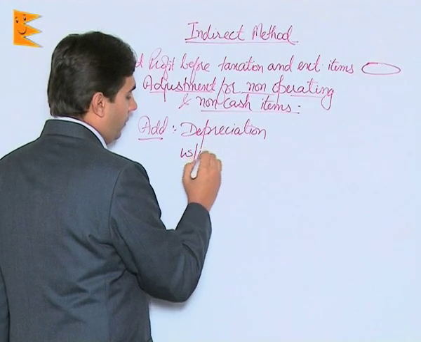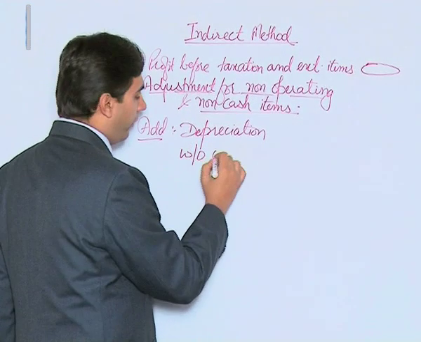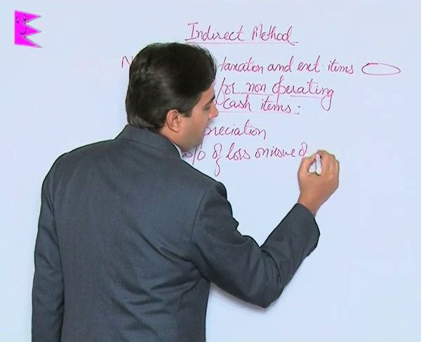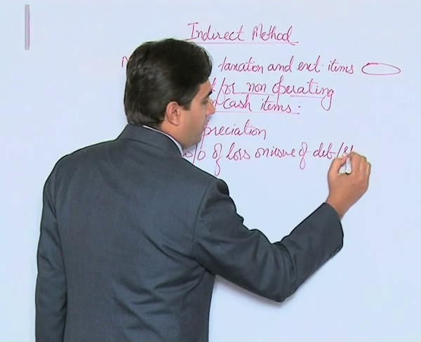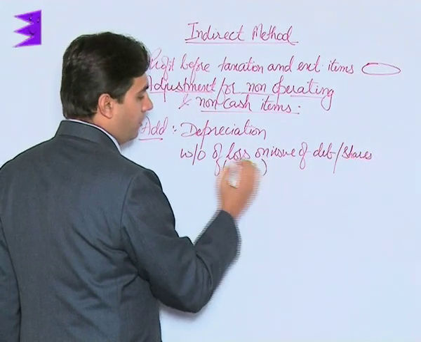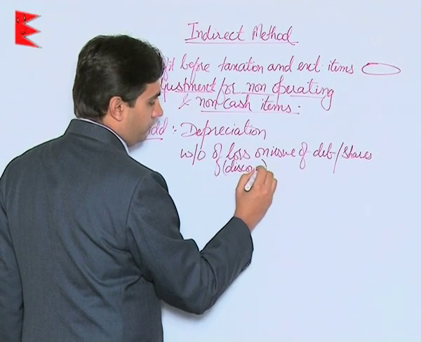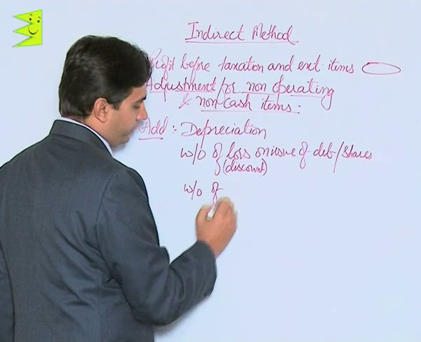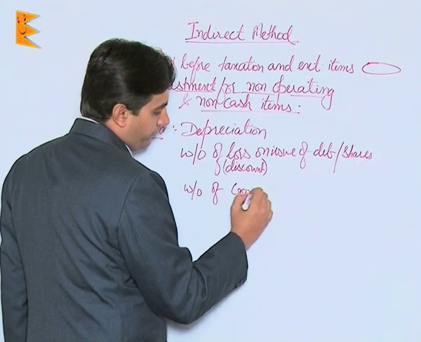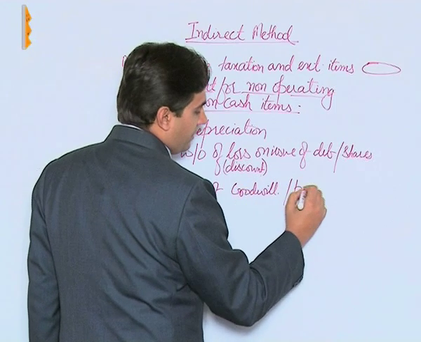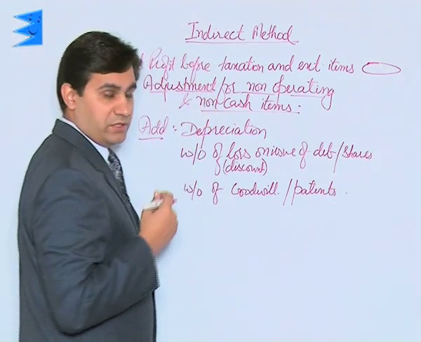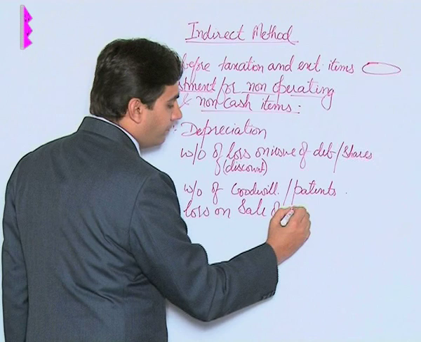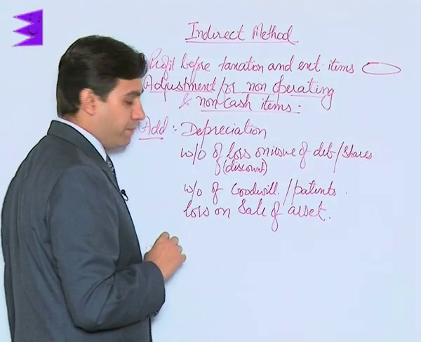Then writing off, or WO implies writing off, loss on issue of debentures or shares. Remember, this loss can be also in the form of discount. Discount on issue of debentures or shares. Then writing off of goodwill, patents, or any other intangibles. Then loss on sale of asset. It is a non-operating expense, hence should be added back.